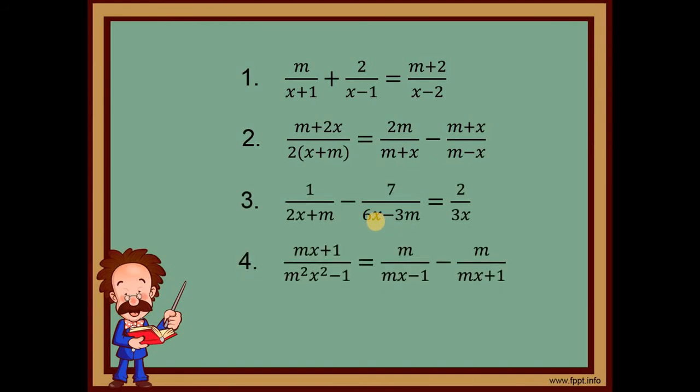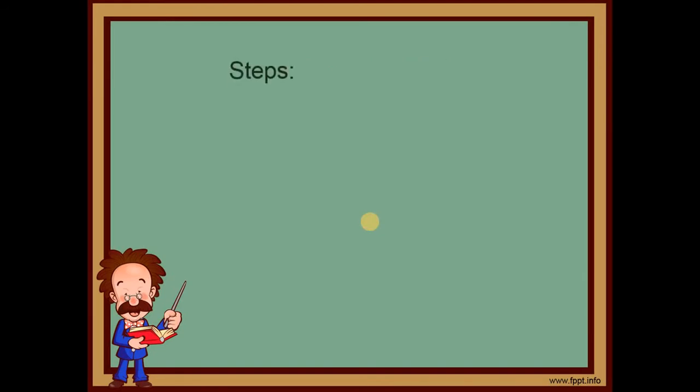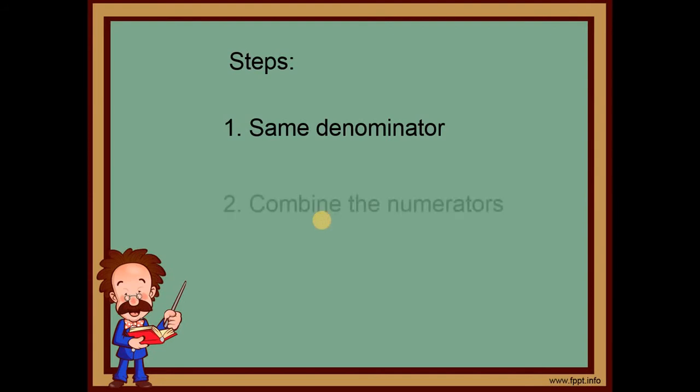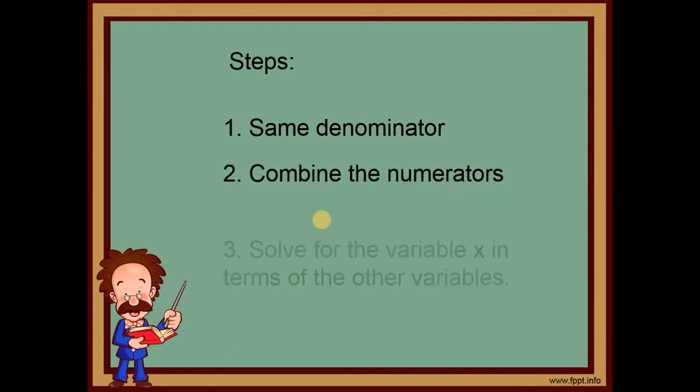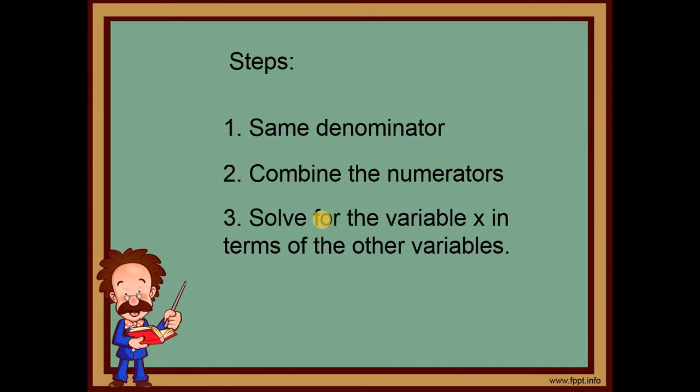And gagamit tayo dito ng tatlong step. We have first step, we need to make sure na iyan ay same denominator. So magagawa natin yan by multiplying same expression sa numerator and sa denominator. Number 2 is combine the numerators. Number 3 is solve for the variable x in terms of the other variables. So let's have the solution.